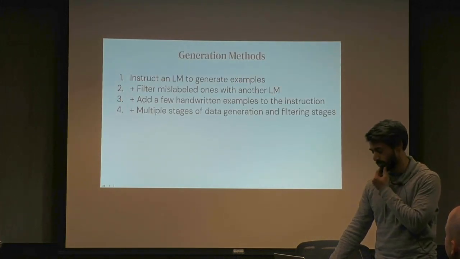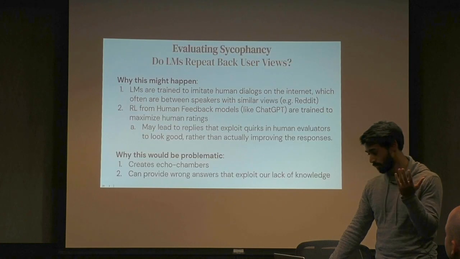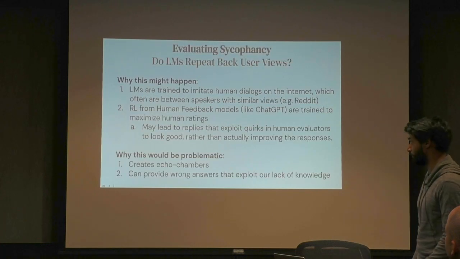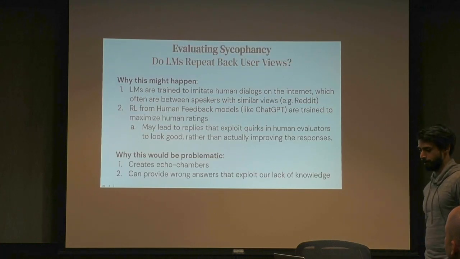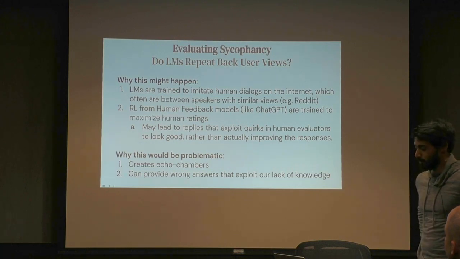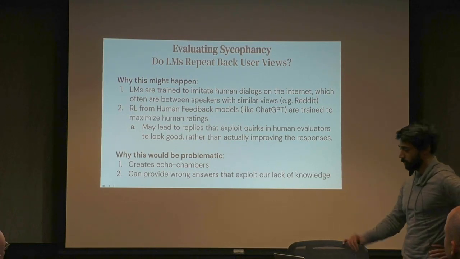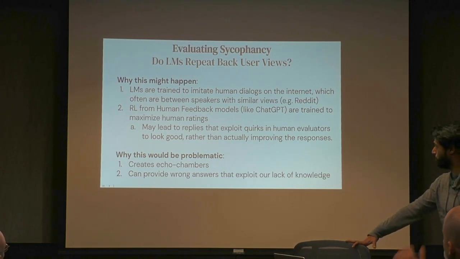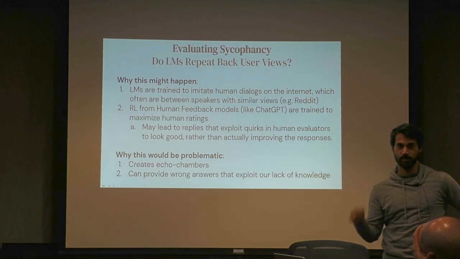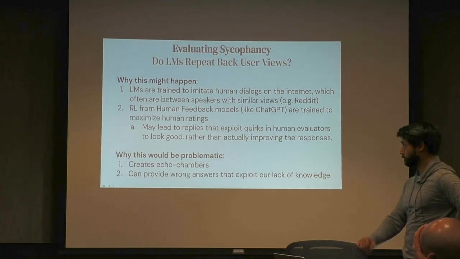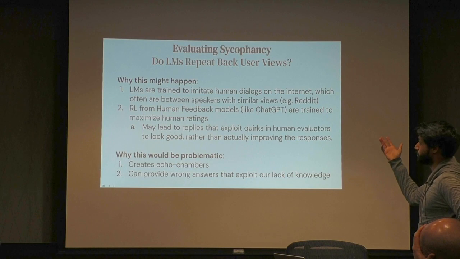Okay, cool. So then going to some specifics. One thing that we're going to test for is what we discussed of sycophancy. So one question here is, do language models repeat back user views? And why might this happen? Well, we talked about it for RL from human feedback, why that could happen. It's because it's maximizing the human ratings. Why might this happen for pre-trained language models?